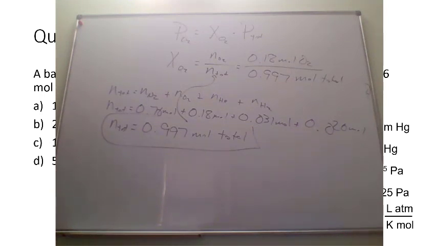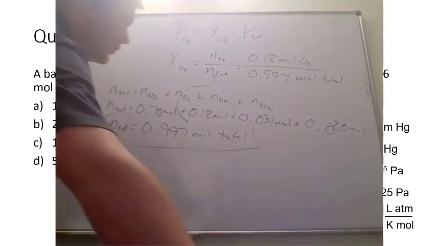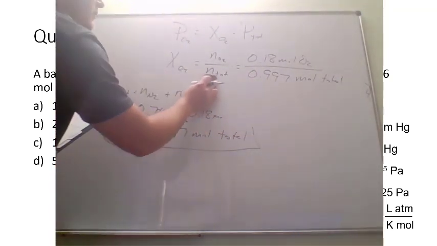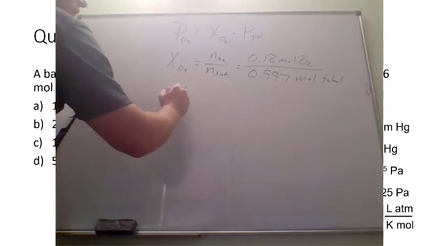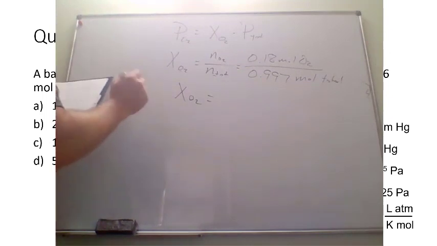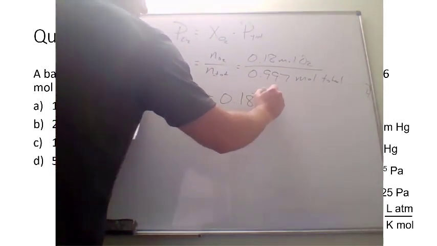Okay, plug and chug from here, we get a mole fraction for O2. So I'm going to erase down here so we have a little more room to operate. Our mole fraction of O2 is going to be equal to 0.1805.